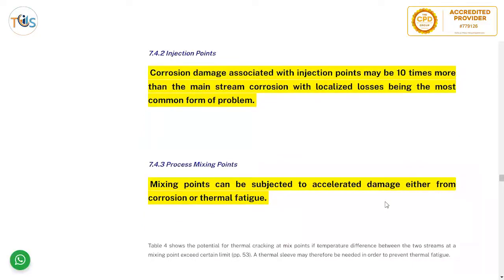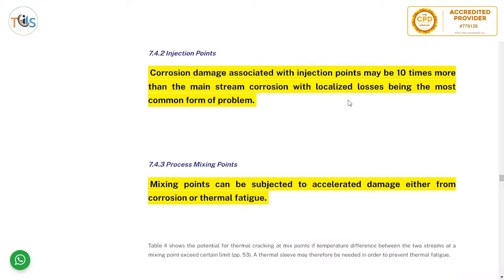Injection points and mixing points. Corrosion damage associated with injection points may be 10 times more than the mainstream corrosion, with localized losses being the most common form of problem. So, 10 times more. This is when you inject, for example, an inhibitor, so it's not the mainstream.